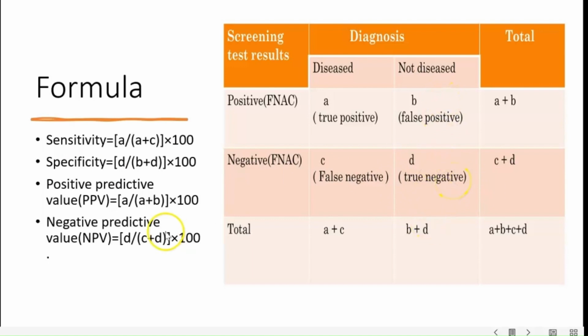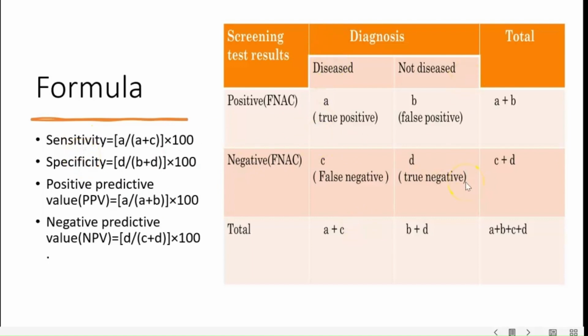So I would suggest, rather than remembering all the formulas, you should remember only the formulas of sensitivity and specificity. Because if you mug up all these formulas, in the examination students get confused very easily about where to put what. So just remember, in sensitivity and specificity, we have to see these columns.